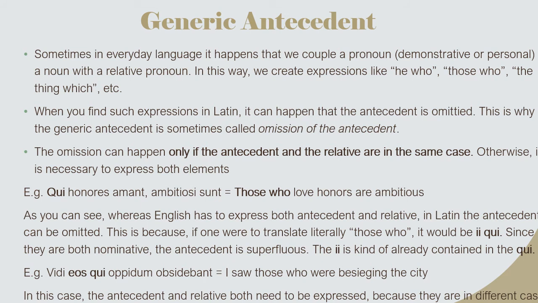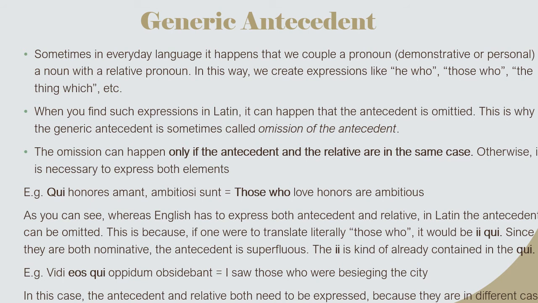So I put here an example of the omission of an antecedent. Qui honores amant, ambitiosi sunt. So, those who love honors are ambitious. As you can see, in English you need to express both the antecedent and the relative pronoun, those who. So if I were to translate those who literally in Latin, it would be "is qui". Is, those, qui, who.